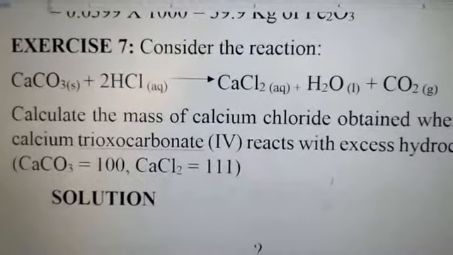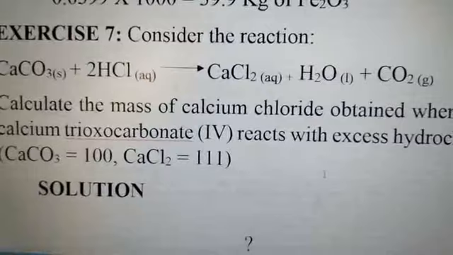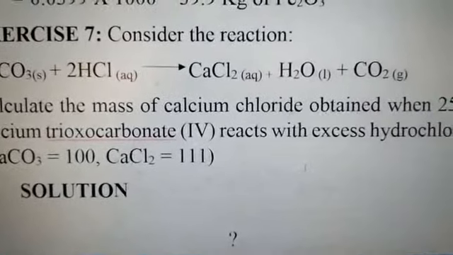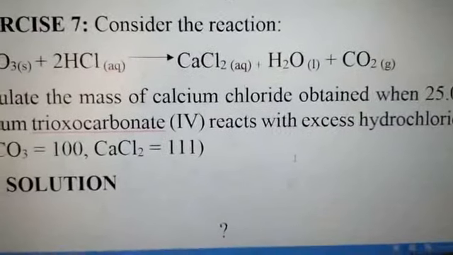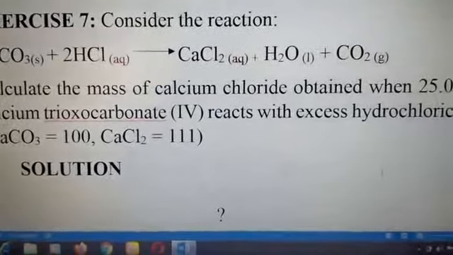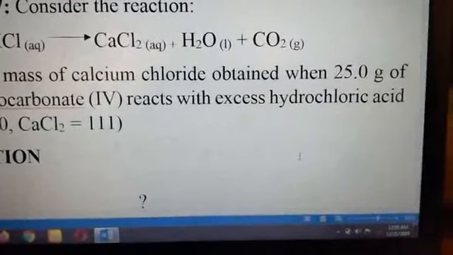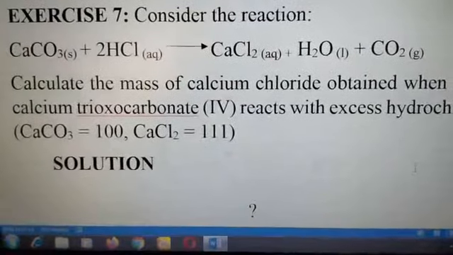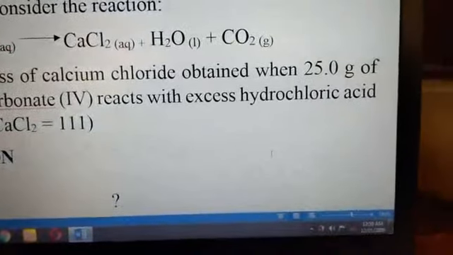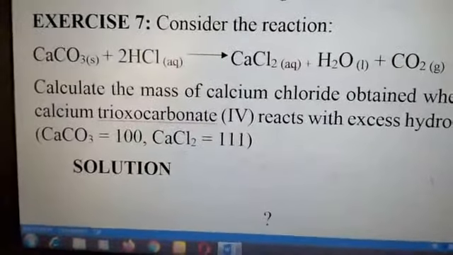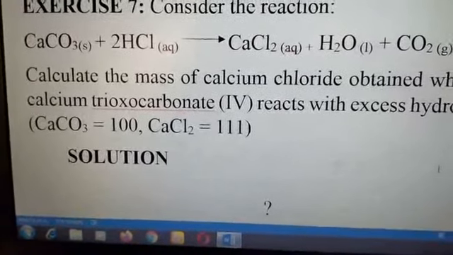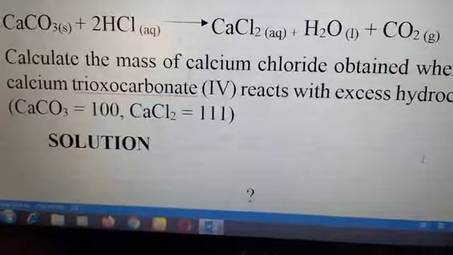Now exercise 7 says, consider the reaction between calcium carbonate and HCl, giving us calcium chloride, water, and CO2. When they say calculate the mass of calcium chloride obtained when 25 grams of calcium carbonate reacts with excess hydrochloric acid. So they gave us the molar mass of calcium carbonate as 100 directly, so we don't have to calculate it.